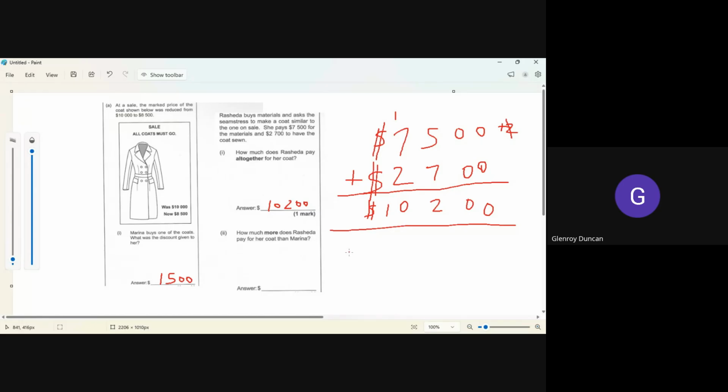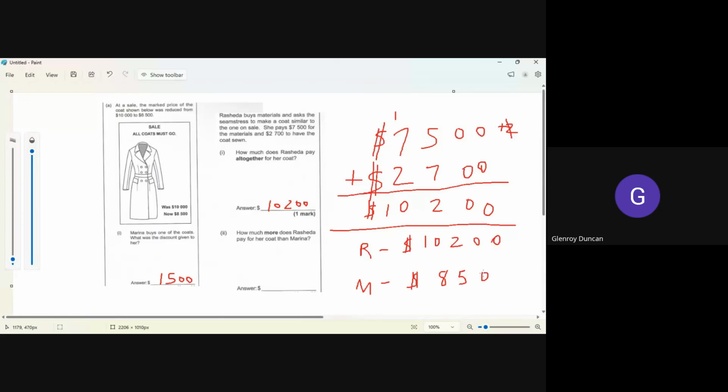So Marina, I'm going to put M. Let me start that. So we have Rashida. She would have paid $10,200. And we have Marina. I'm glad this question is quite easy. Marina is actually now paying 8,500 because she's on a sale. All quilts must go. So she's not paying 10,000.